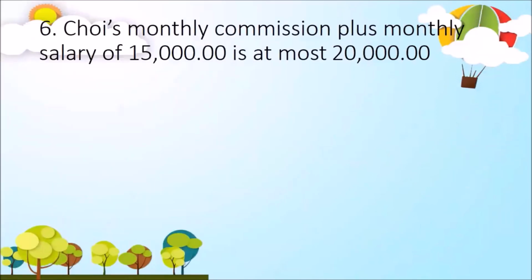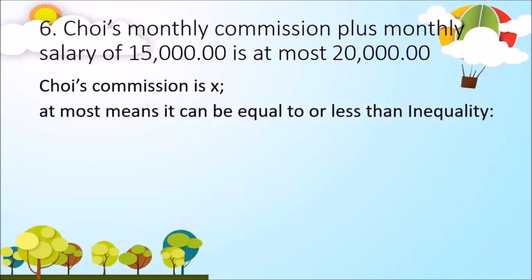Now, another example: Choice's monthly commission plus monthly salary of 15,000 is at most 20,000. So tandaan natin ano ba yung symbol for the words at most for the linear inequality. So Choice's commission is x, and at most means it can be equal or less than. So therefore, x plus 15,000 less than or equal to 20,000.